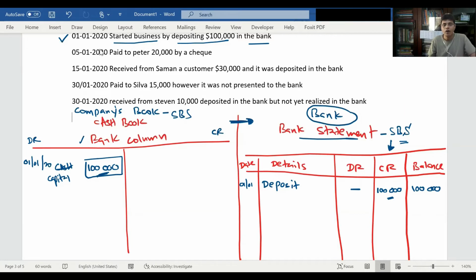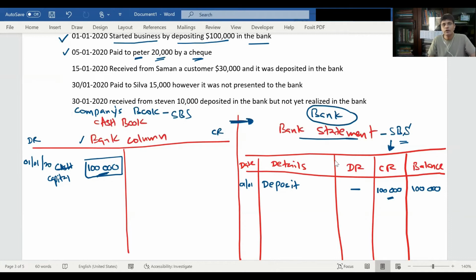Okay, on 5th January 2020, pay to Peter $20,000 by a check. Now what has happened? Once you open a bank account, you can do transactions through checks. So the bank will issue a checkbook. Then you can write a check and you can pay your suppliers. Here Peter means your supplier. You have bought goods previously and now you are settling with your supplier.